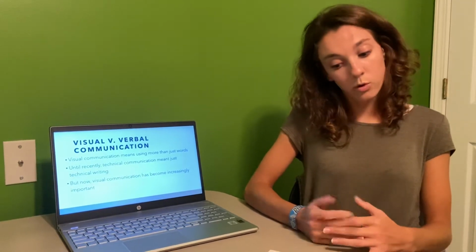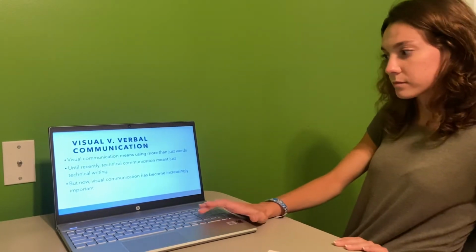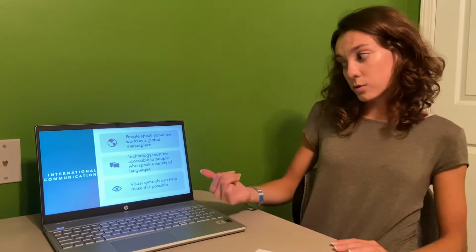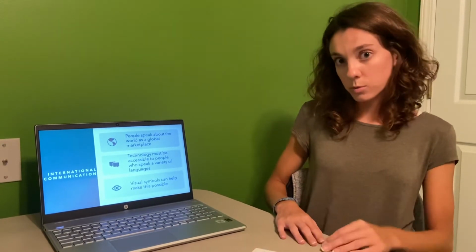And audiences around the world may need to learn the material that we're going to talk about, which is why we're going to talk about international communication. People speak about the world as a global marketplace, which means that our information needs to be able to go around the world and be accessible. So technology must be accessible to people who speak a variety of languages, which is where our visual communication comes into play, because visual symbols can help make this possible.